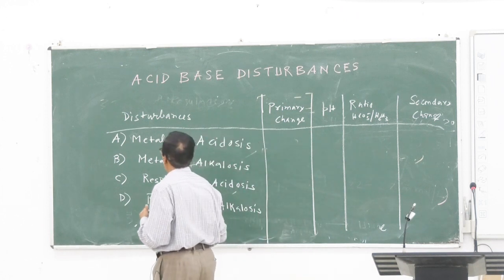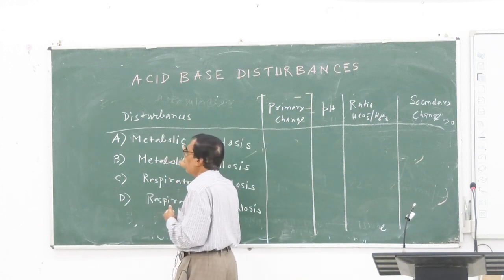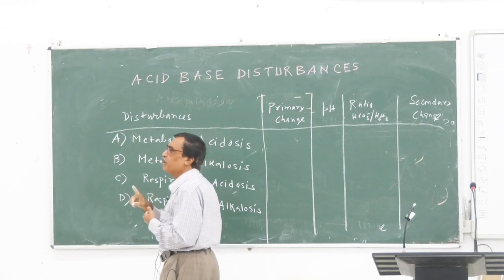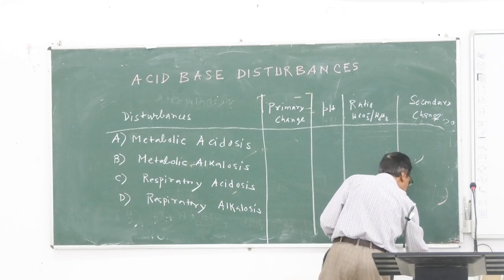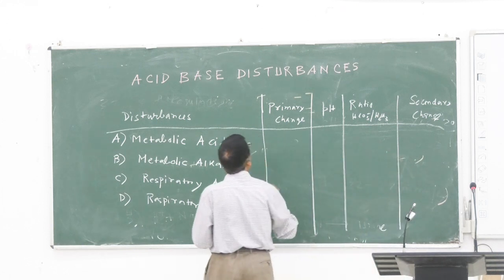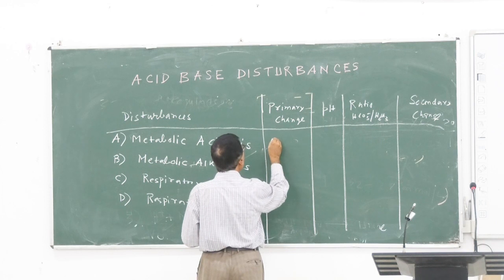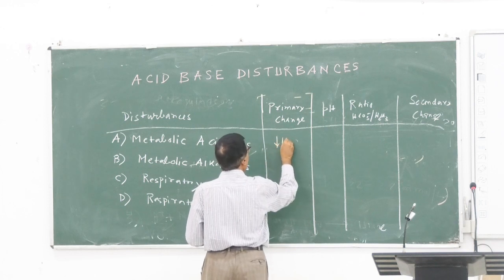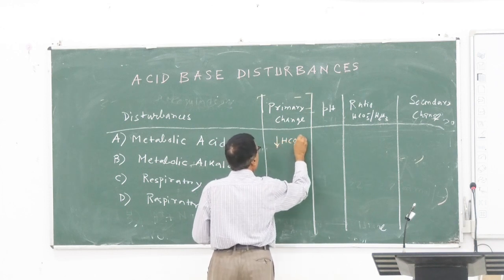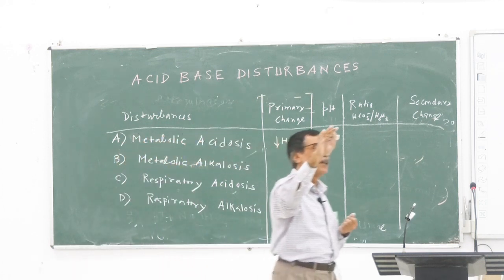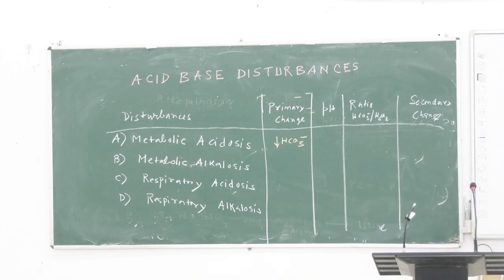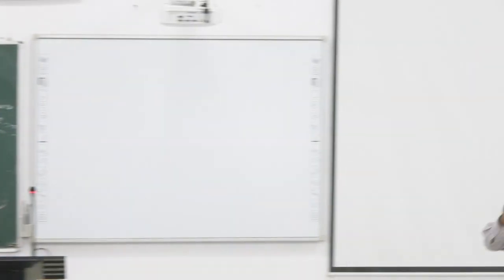Metabolic acidosis, metabolic parameter change হবে. What is the metabolic parameter? Metabolic parameter is the bicarbonate. In acidosis, metabolic parameter will be primary change হচ্ছে কি bicarbonate. Primary change is the deficit of the bicarbonate. Bicarbonate ion concentration becomes less than normal range. Normal range is the 22 to 28. So it will be less than 22.